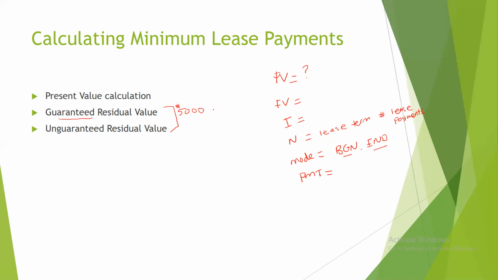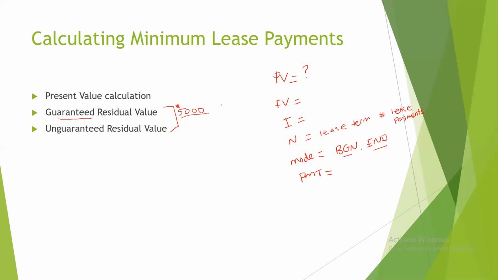If the lessor cannot sell this asset for $5,000, then the lessee has to make up the difference, because they've guaranteed it. So guaranteed residual value means that the lessee is saying, I will guarantee you will get $5,000 from this asset if you sell it once I'm done with it. If you don't, then I'll pay you the $5,000. If they don't get anything, then they'll pay the $5,000.